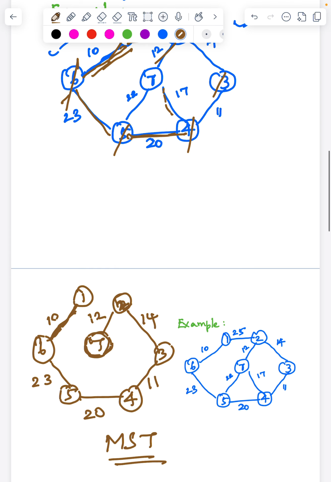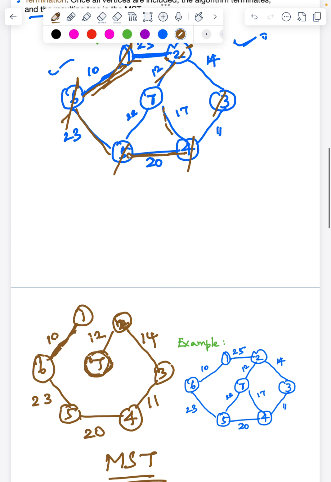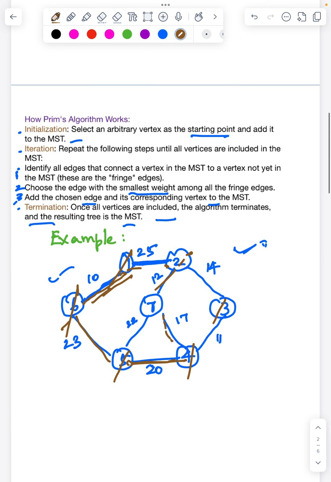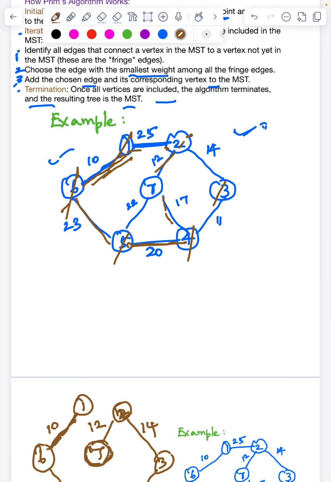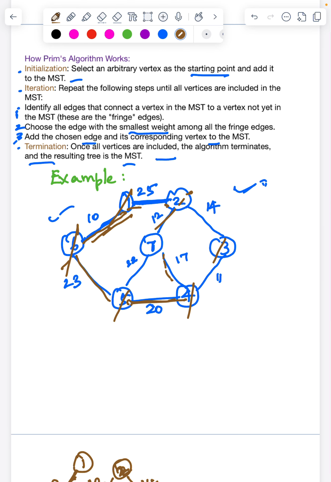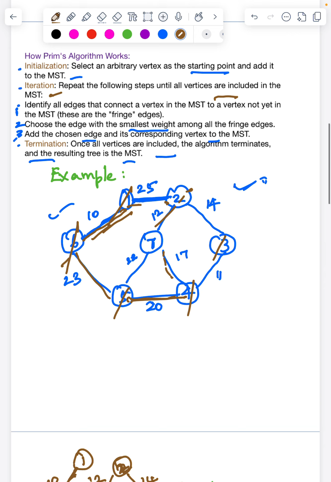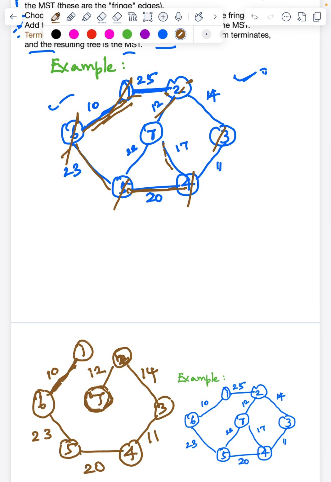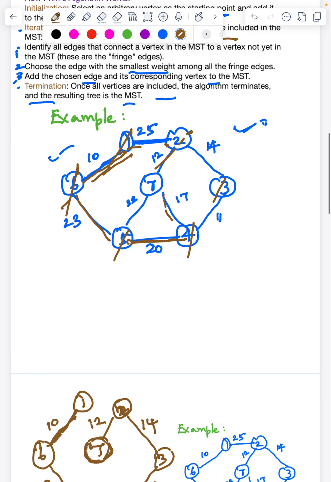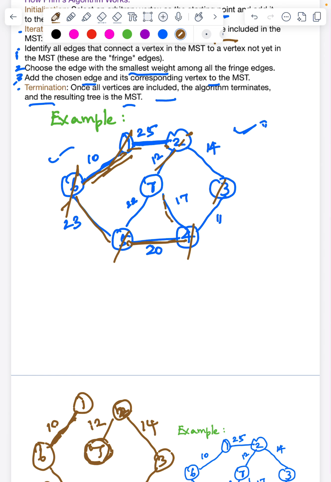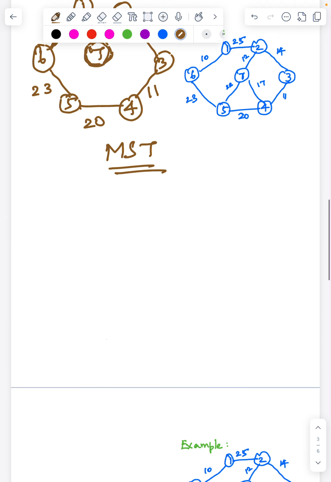Hope it is clear. So what we did: arbitrarily you start from any vertex. This is how the algorithm says, right? Arbitrarily start from any vertex and add it to the MST. We started from 1 and added it to the MST. Then repeat the following steps until all the vertices are included in the MST. Identify all the edges that connect to a vertex in the MST, which means, for 1, looking at all the adjacent edges. Out of those adjacent edges, we look for the min cost edge, which is the min cost fringe. This is how you add your vertex to the MST. Once all the vertices are included, the algorithm terminates and the resulting tree is an MST. So this is our MST.